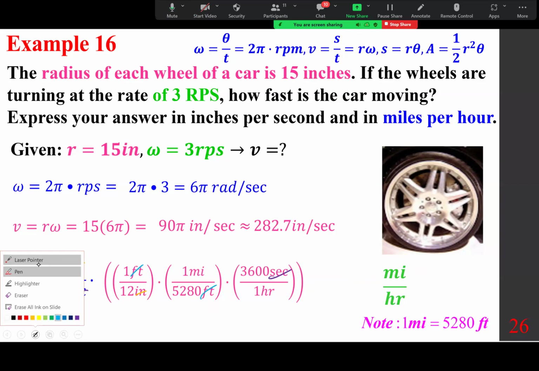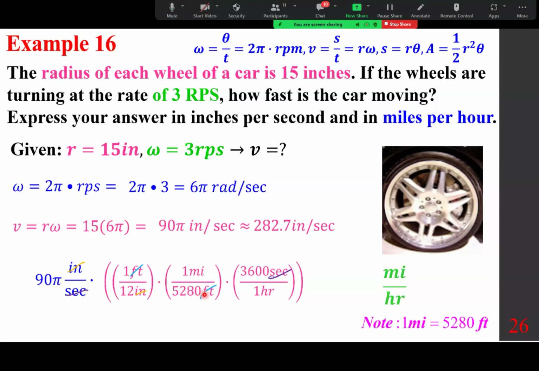Let's see what's left. I'm just looking at the units. The only units left in the numerator is miles. The only units in the denominator is hours. So all you have to do, multiply 90 pi by 1 by 1 by 3600 divided by 12 times 5280, and we get 16.1 miles per hour.